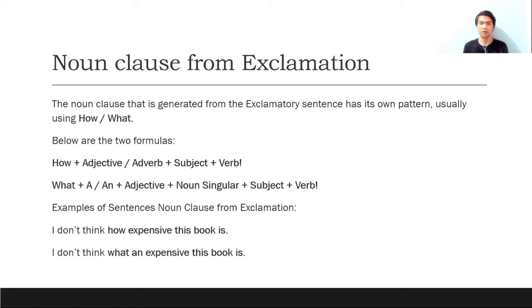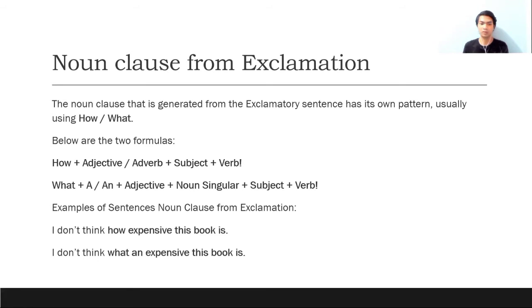The next material is noun clause from exclamation. The noun clause is generated from exclamatory sentences and has its own pattern, usually using how or what. Below are two formulas. The first formula is how plus adjective or adverb plus subject plus verb. The second formula is what plus a or an plus adjective plus singular noun plus subject plus verb.